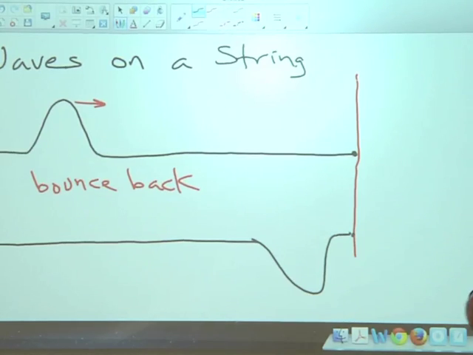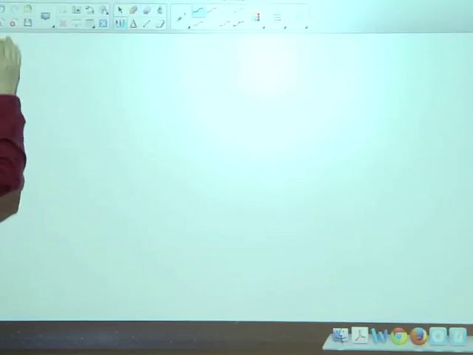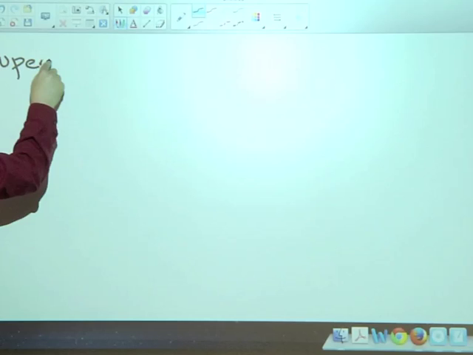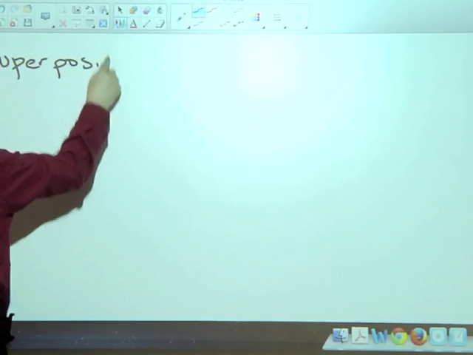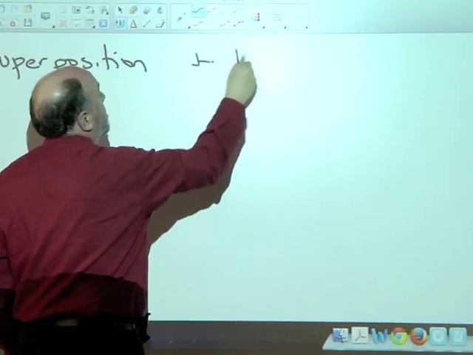Other properties they talk about in terms of waves are superposition and interference.